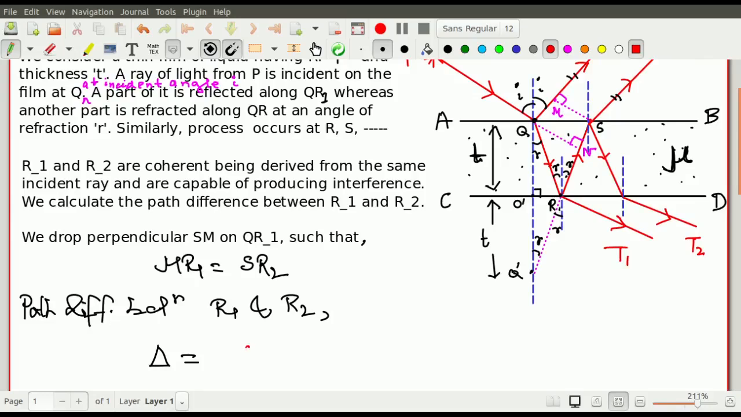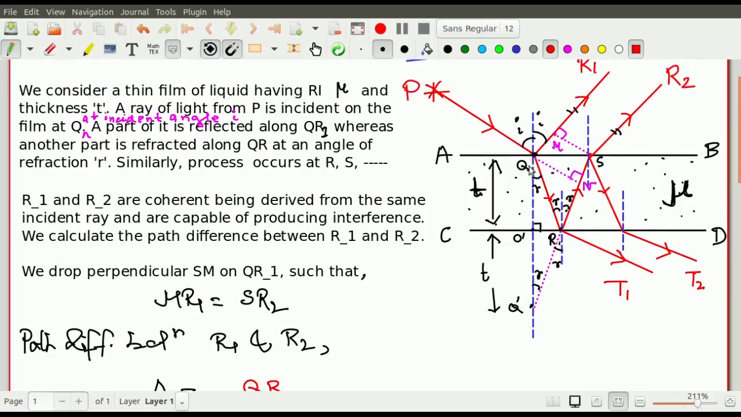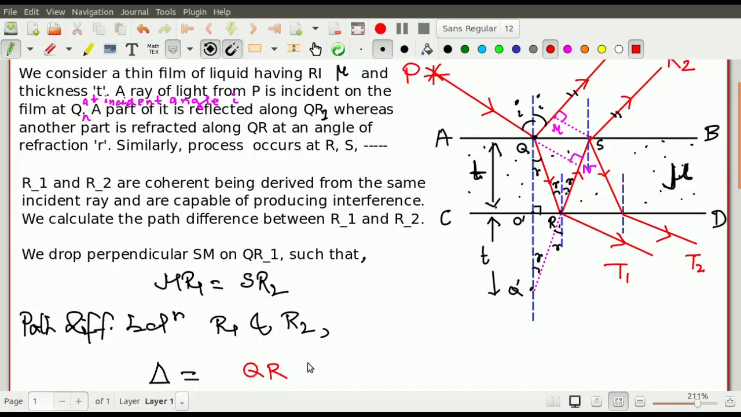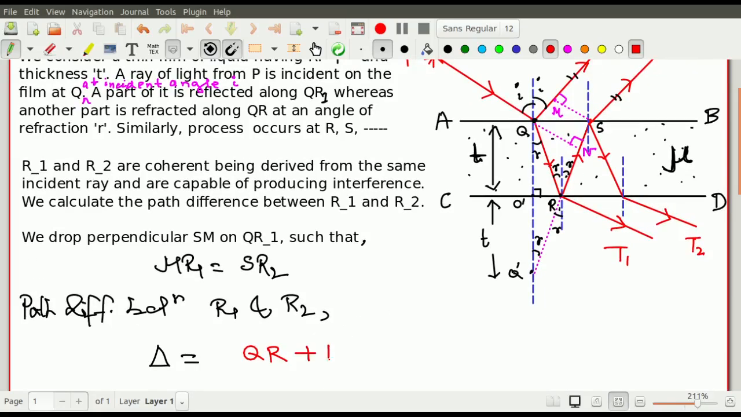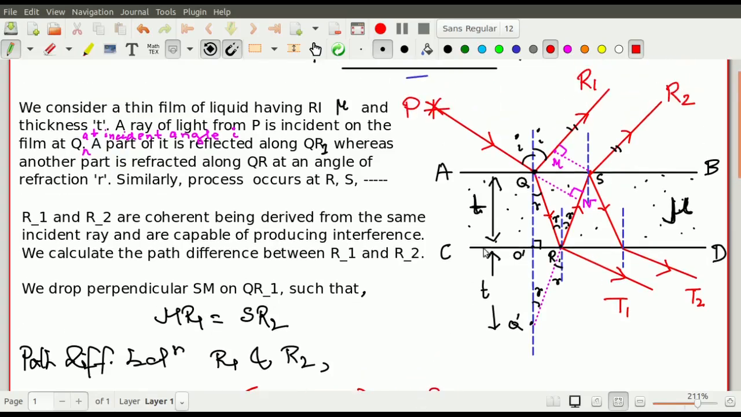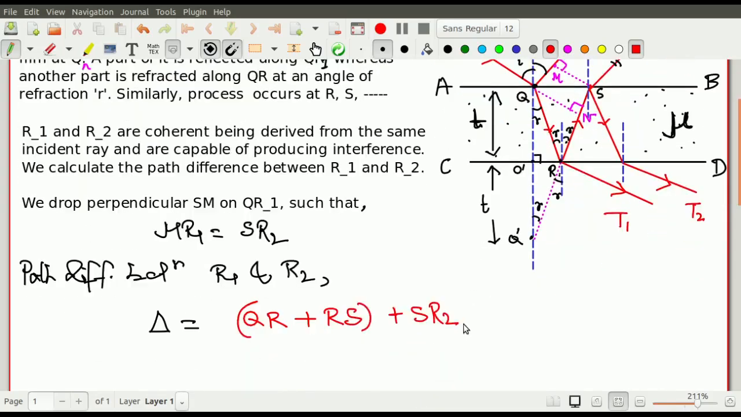What is the total path of the second ray? What is the path traveled by the second ray? I write it this way: QR plus RS plus SR2. This is the path traveled by the first ray. And the path of the second ray is QR1.